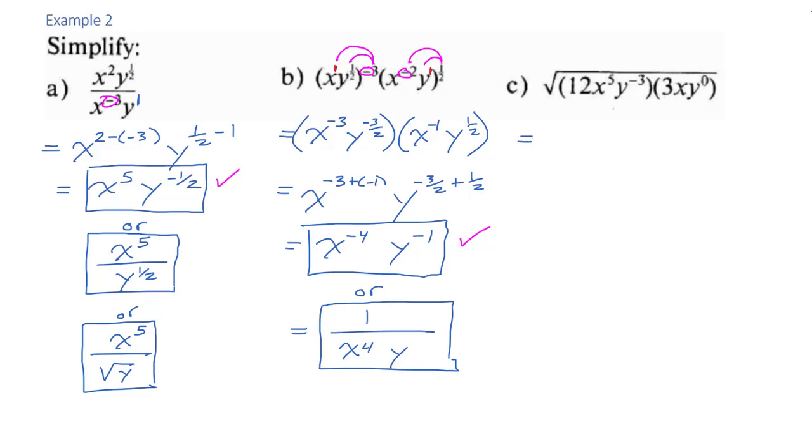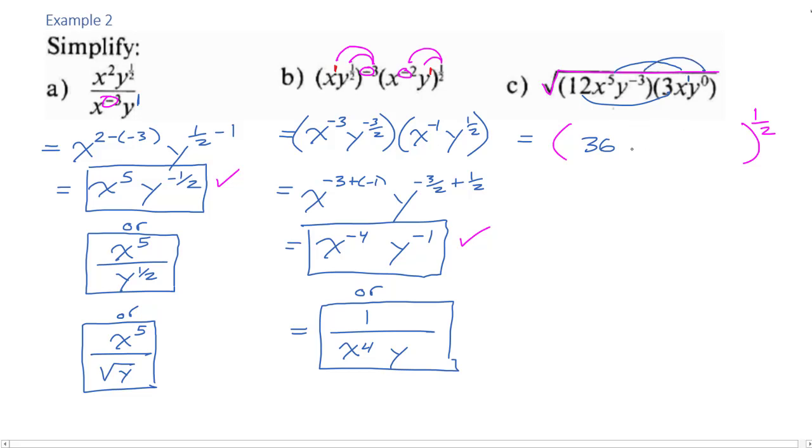Now, this radical, it's generally a good idea as you're simplifying these to rewrite these as exponents. So this would really be to the 1/2, right? That's what that symbol there means. All right, let's multiply inside. 12 times 3, okay, that's pretty easy. That's 36. Now we can add the exponents on the x's. There's an invisible 1 there. Add the exponents on the y's. So we have 5 plus 1 is 6, and -3 plus 0 is just y to the -3.